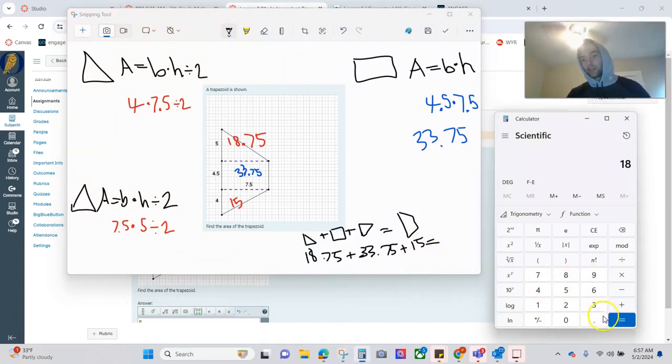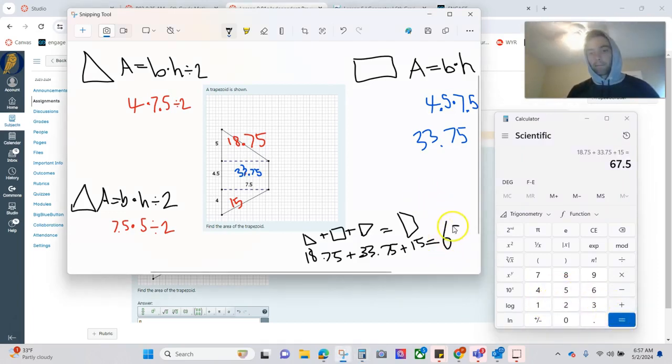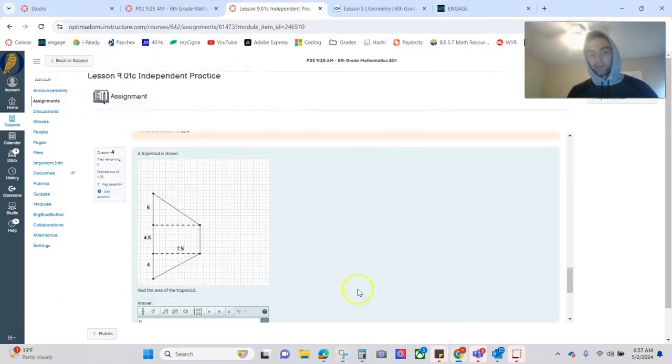Monsieur Calculator, help us out with this, monsieur. Oops, I did times. That's not what I want. 18.75 plus 33.75 plus 15 is 67.5.